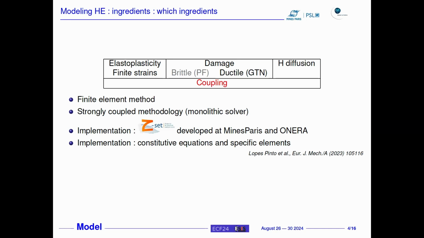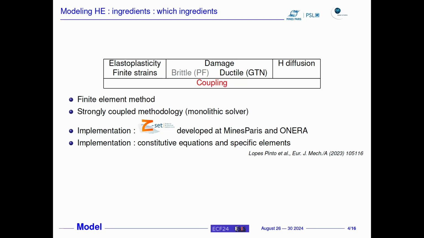And since we want to stay in the more or less ductile regime, we use a model which is based on the Gurson-Tvergaard-Needleman model. There is this other possibility, if the material is quite brittle, to use phase field modeling. And indeed, we need to model hydrogen diffusion within the material, and we need to couple these three phenomena.